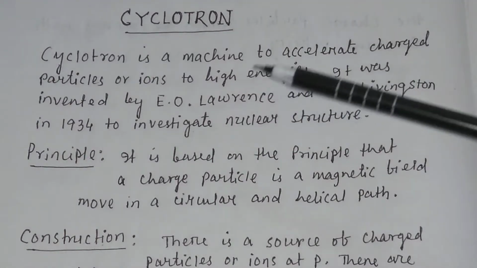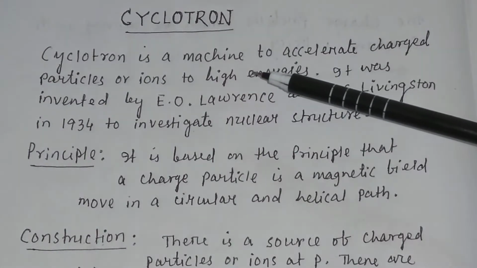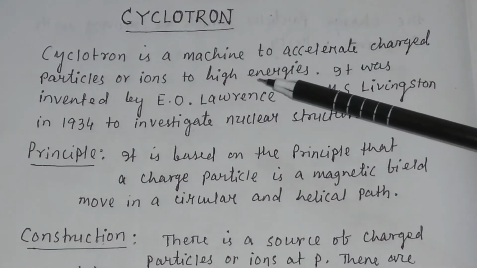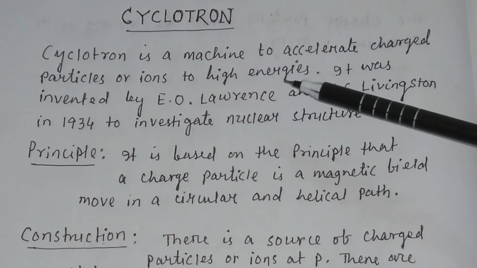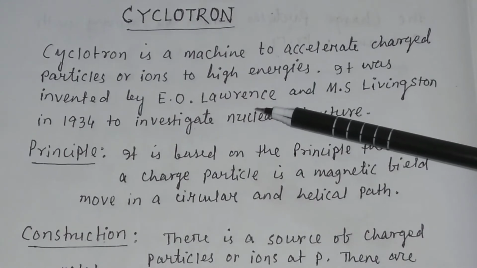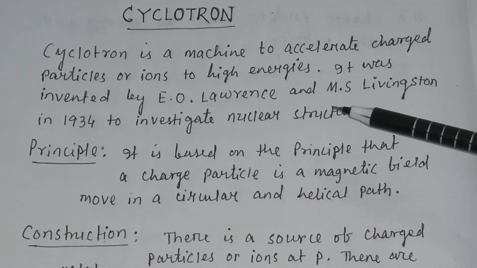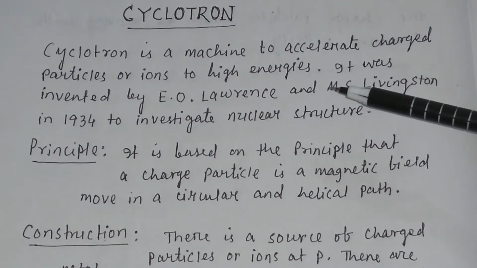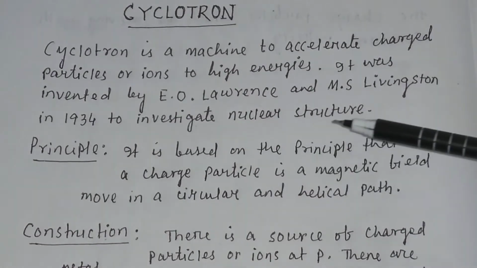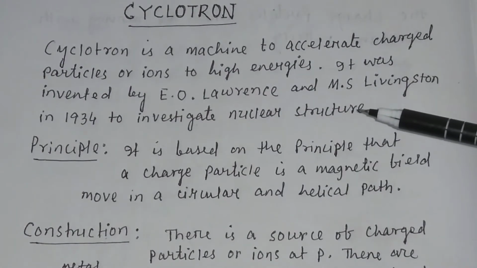Cyclotron. What is a cyclotron? A cyclotron is a machine to accelerate charged particles or ions to high energies. It was invented by E.O. Lawrence and M.S. Livingston in 1934 to investigate nuclear structure.